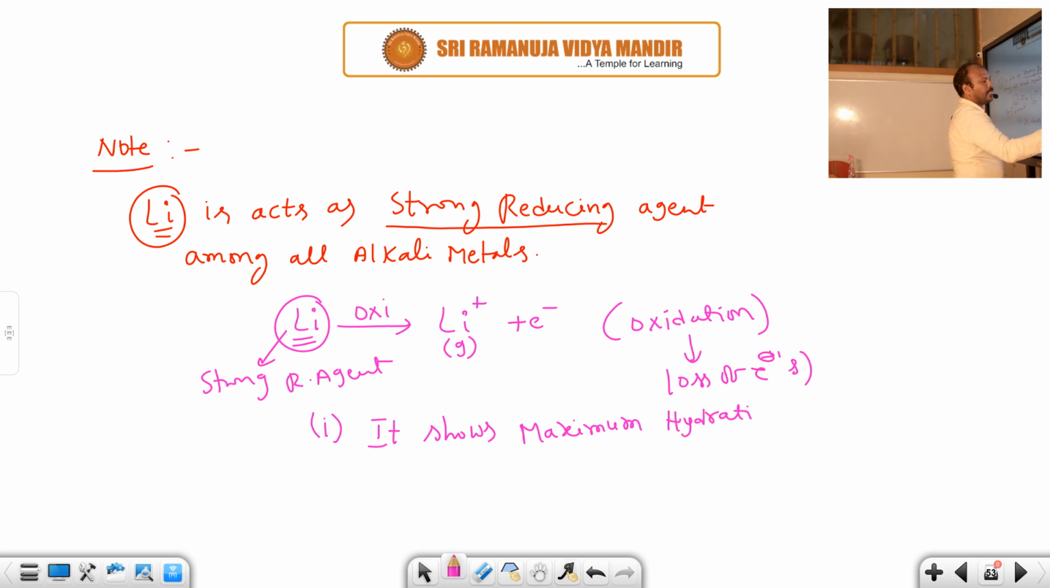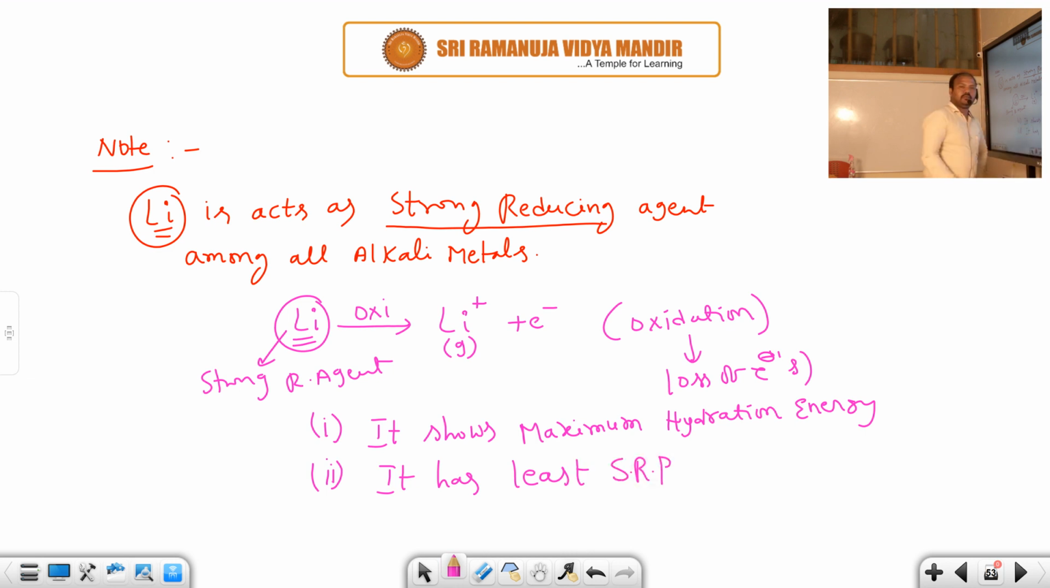Maximum hydration energy. Lithium shows maximum hydration energy, that means hydrated radius is more. Due to that reason it acts as a strong reducing agent. And another reason is, lithium has the least standard reduction potential value. In the electrochemistry chapter, I will explain what SOP and SRP are. Here you should remember SRP means standard reduction potential values.